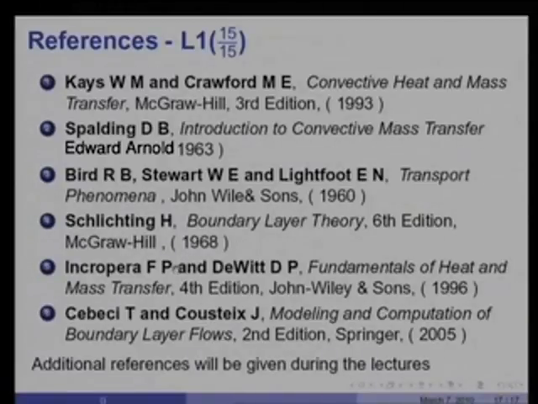A much more modern book, largely used for undergraduate and introductory postgraduate courses, covering all aspects of heat and mass transfer at this level, is by Incropera and DeWitt. The 4th edition of it is by John Wiley and Sons. It is very much available. It was published in 1996.